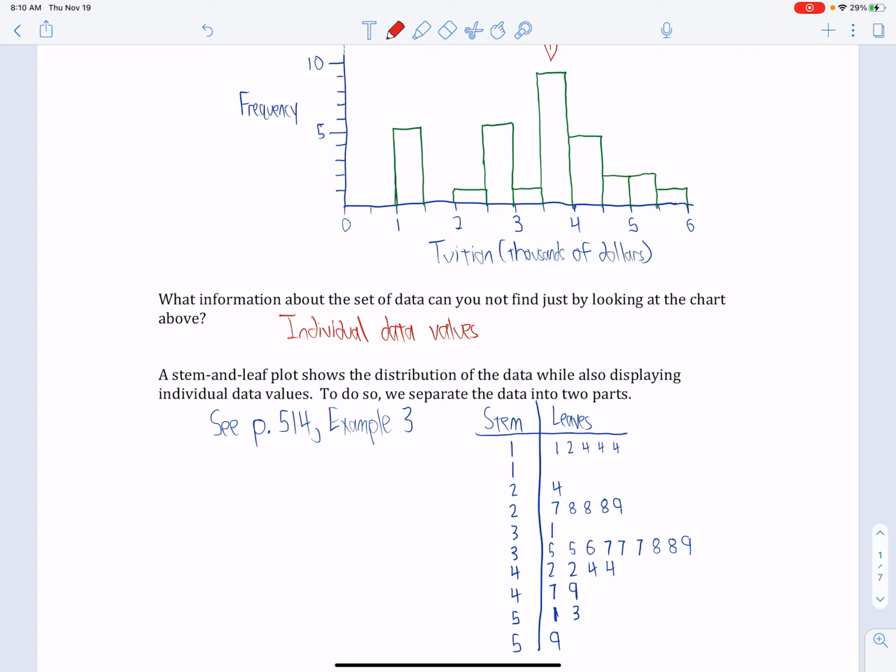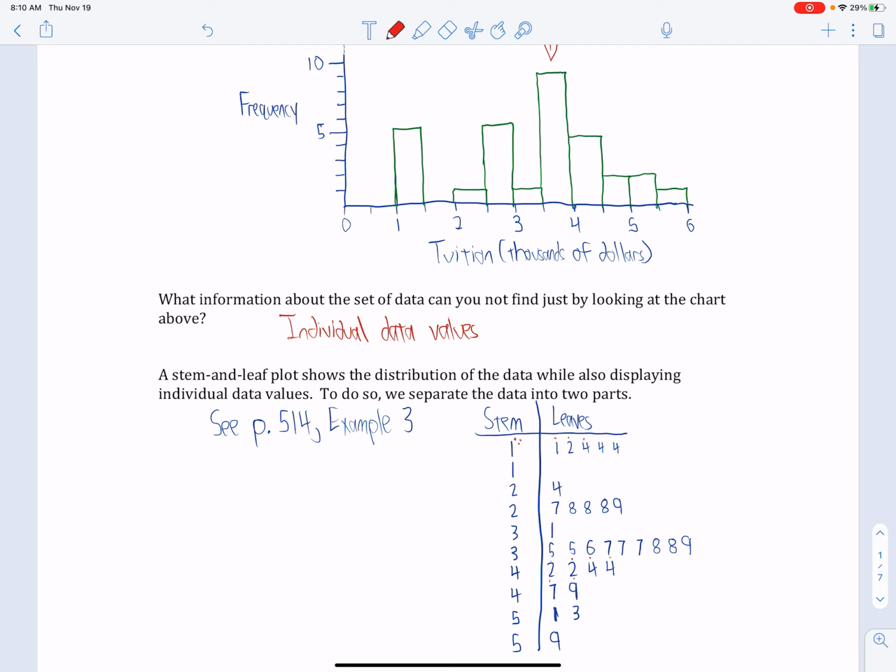So what you can see here, for example, when you have a stem of 1 and a leaf of 1, that tells me my data value is 1.1. The next one we would have 1.2. The next one, 1.4, 1.4, 1.4. Or down below, you would have things like 4.2, 4.2, 4.4, 4.4, 4.7, 4.9. In other words, here you can see all the individual data values. You can still see the picture of what's going on with the graph.